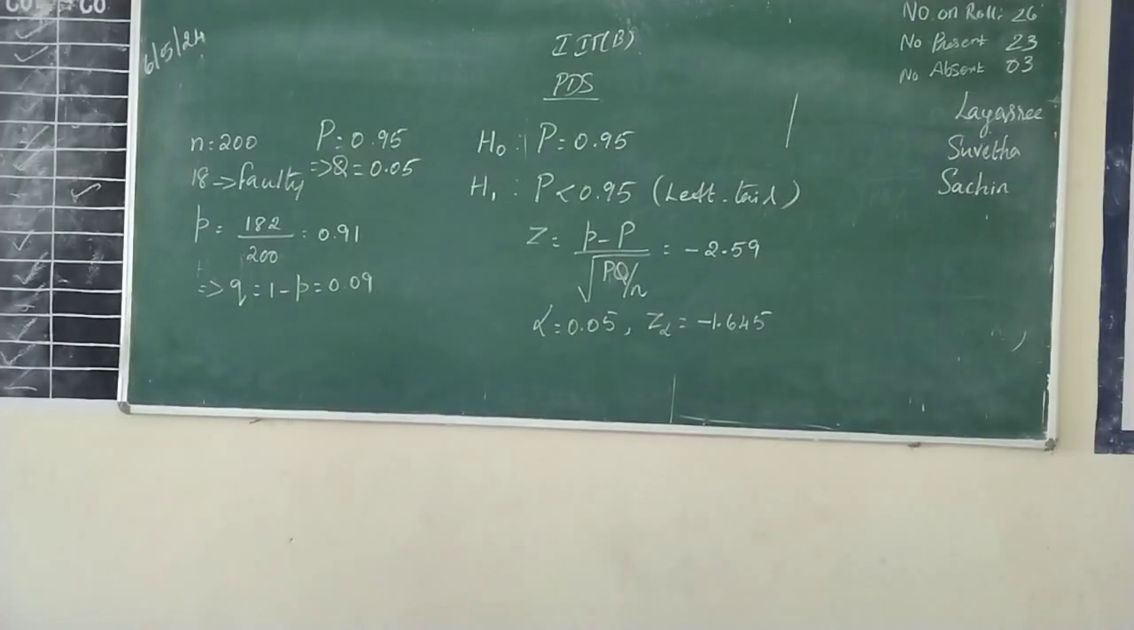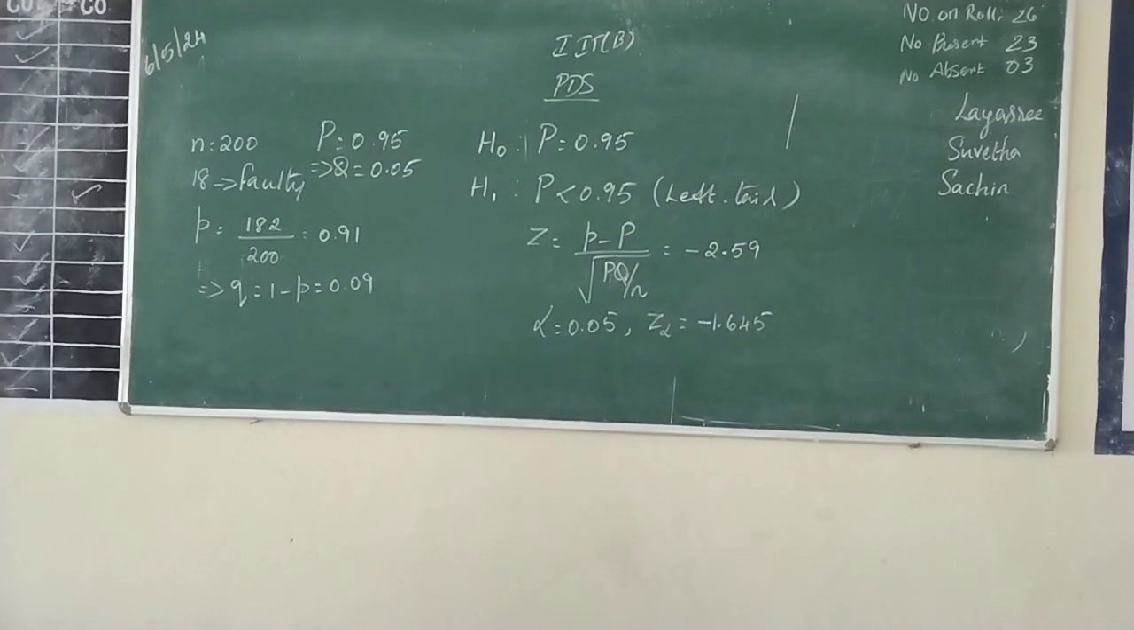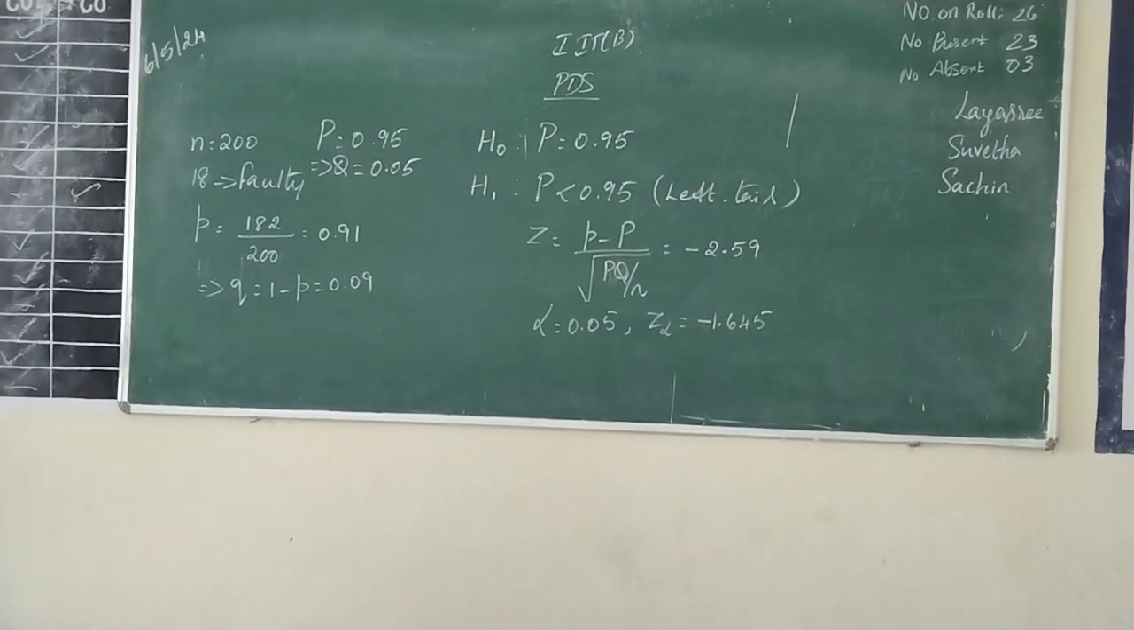Others, write the conclusion. Compare minus 2.59 and minus 1.645. For comparison, you ignore the negative signs. The calculated value is greater than the table value, so we are going to reject H naught. Reject H naught means what is the conclusion? Can you accept that the 95% is the same or not? No. Reject H naught, so accept H1.